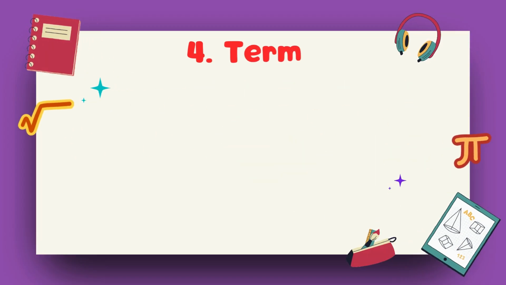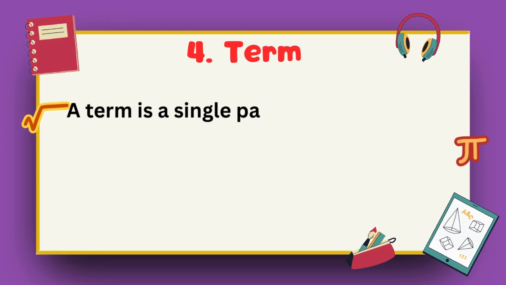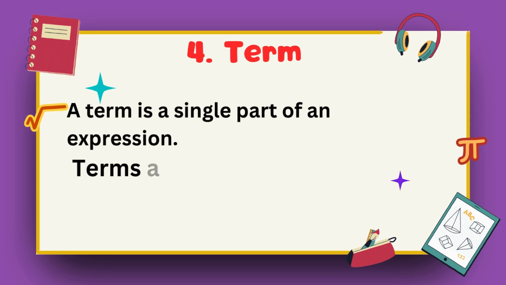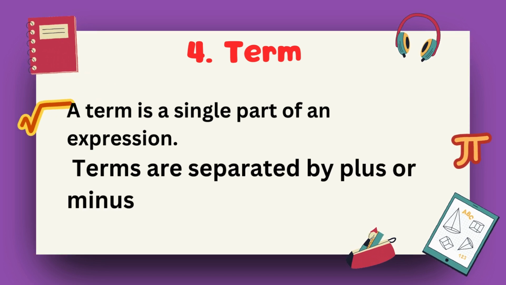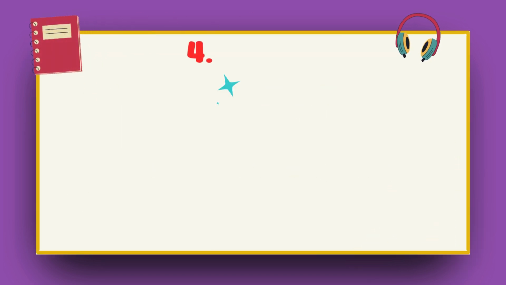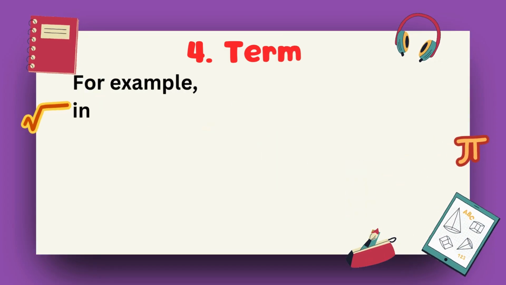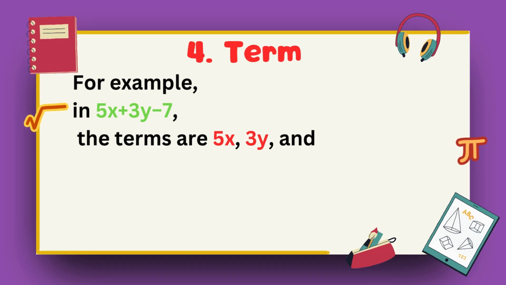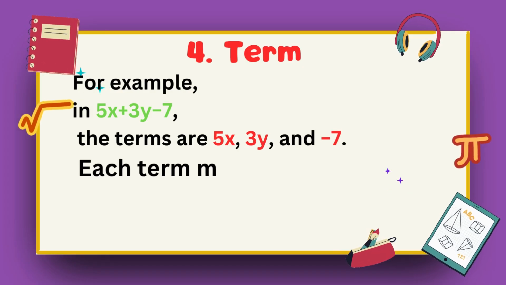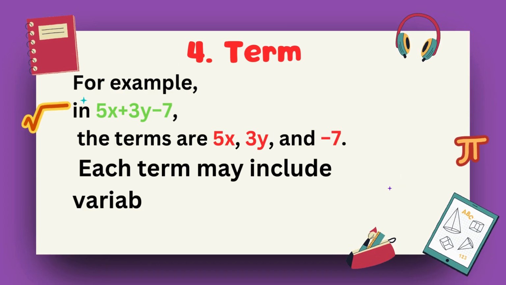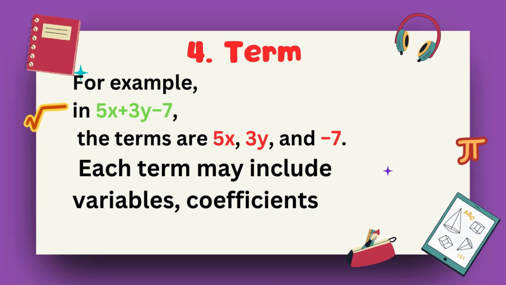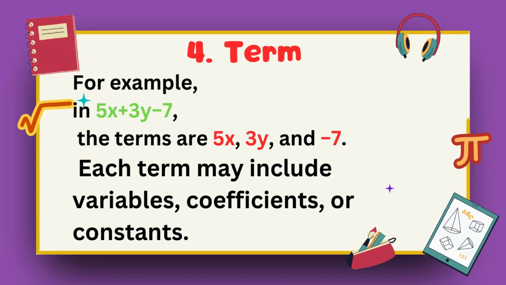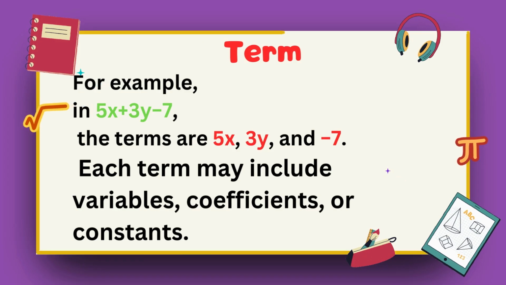And the fourth one is term. A term is a single part of an expression. Terms are separated by plus or minus signs. For example, in the expression 5x plus 3y minus 7, the terms are 5x, 3y, and minus 7. Each term may include variables, coefficients, or constants, and they are separated by plus and minus.